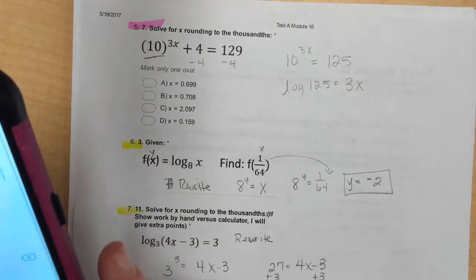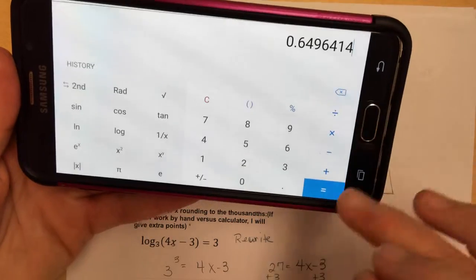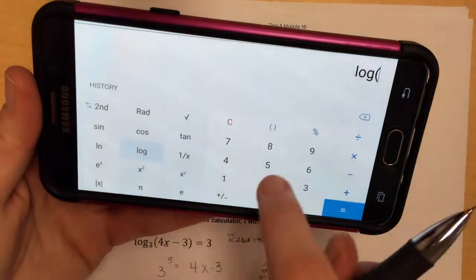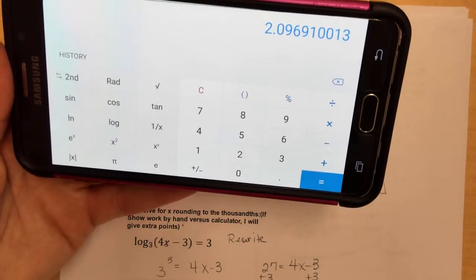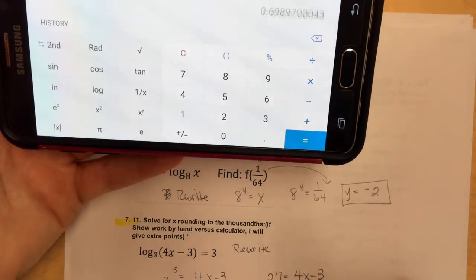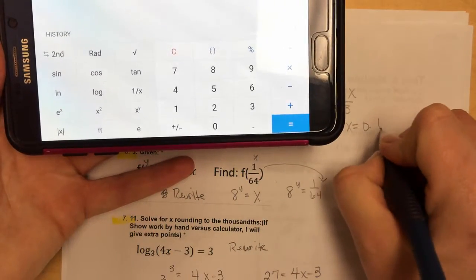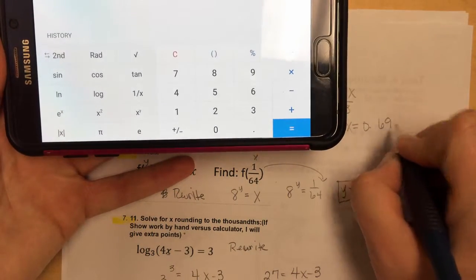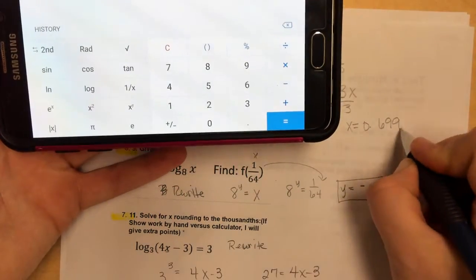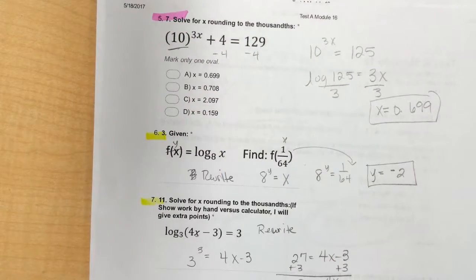Again, your phone will do this for you if you turn it. You're going to have to allow it to clear. Okay, I need the log of 125. Log 125. There it is. And then my job is to divide by 3. So divided by 3. So x, rounded to the thousandths, is 0.699. This 8 becomes a 9 to round up. So there is my solution, which actually is right there on the paper because it was multiple choice.